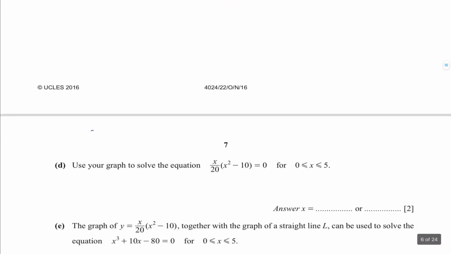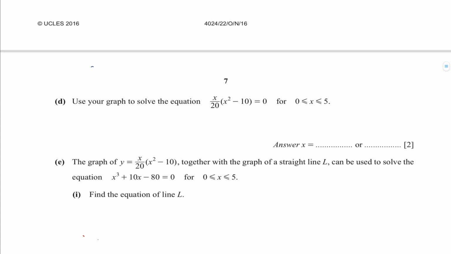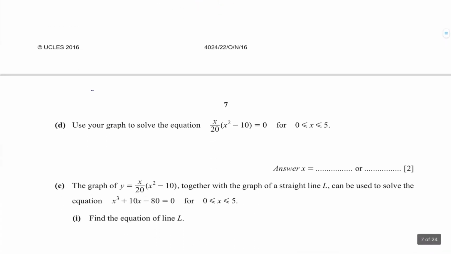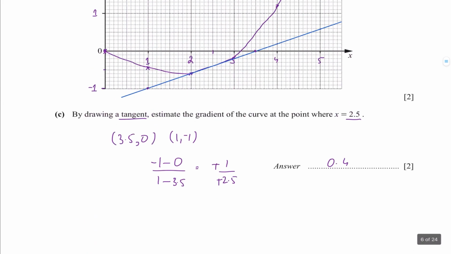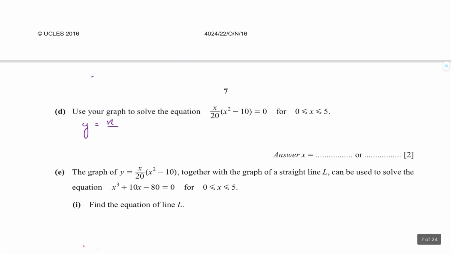Okay, next part. Next it says, use your graph to solve the equation x upon 20, bracket open, x square minus 10 equals 0. The first thing I'm going to do is rewrite the equation that we have plotted in the graph. Yep, it's the same. So y equals x upon 20, x square minus 10. All I've got to do is replace this with y. So that means I've got to see where y equals 0.